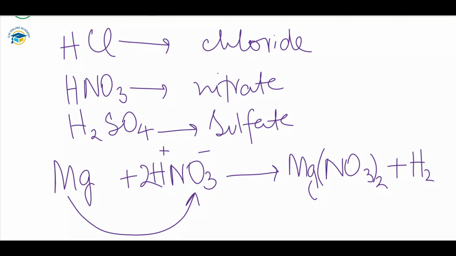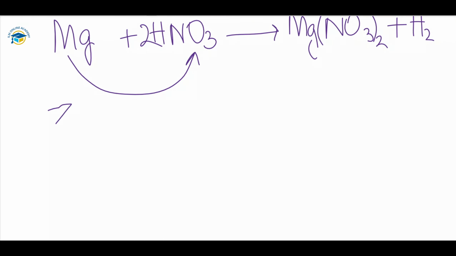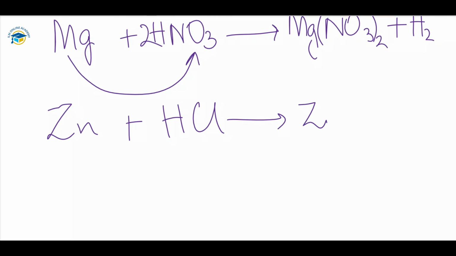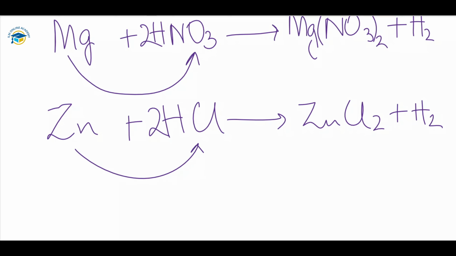Another example is zinc metal, and when zinc reacts with hydrochloric acid, zinc will take the chloride ions and it forms zinc chloride salt, plus hydrogen gas is always liberated, like this one. Zinc has a positive 2 charge and it will take 2 chloride ions with it to make a neutral compound, that is the ionic salt zinc chloride, plus hydrogen gas liberated. So this is the reaction of an acid and a metal.